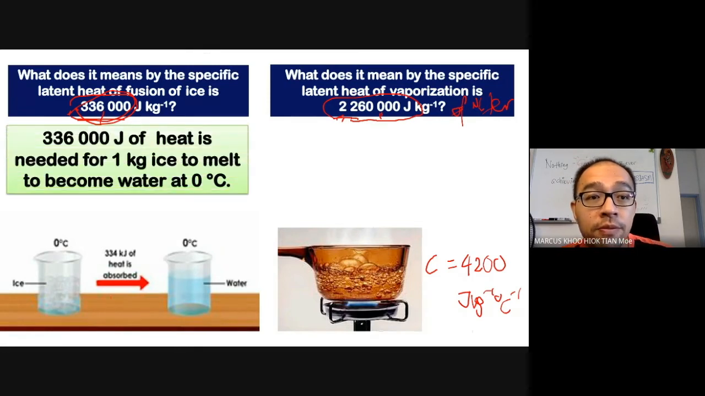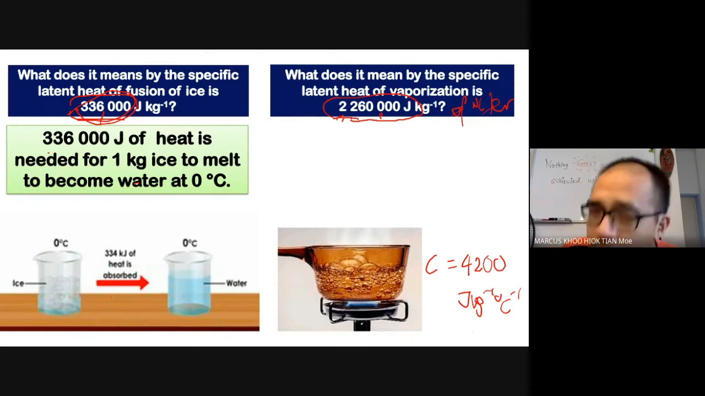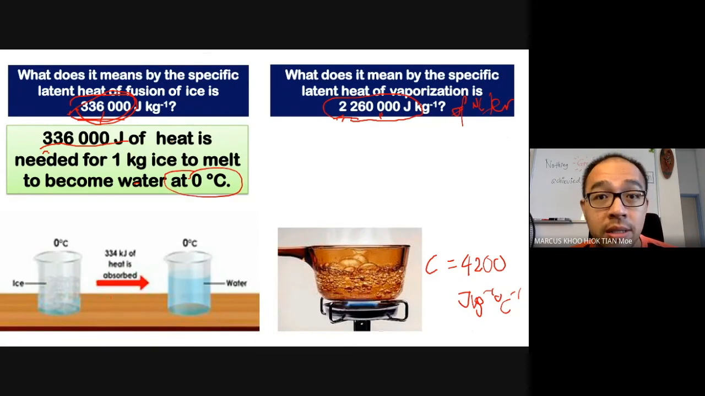So for latent heat of fusion of ice, 336,000 joules of heat is needed for 1 kg of ice to melt to become water at 0 degrees Celsius. That is a lot of heat energy. There is a lot of heat energy, 336,000 joules, just for 1 kg of ice. I'm talking about many, many kgs of ice changing to water. And again, at 0 degrees Celsius, there is no change in temperature.